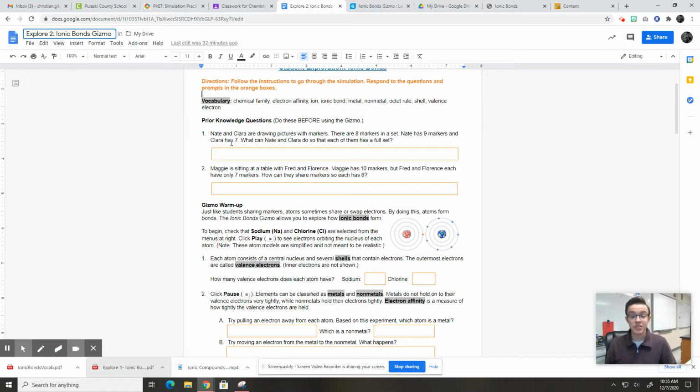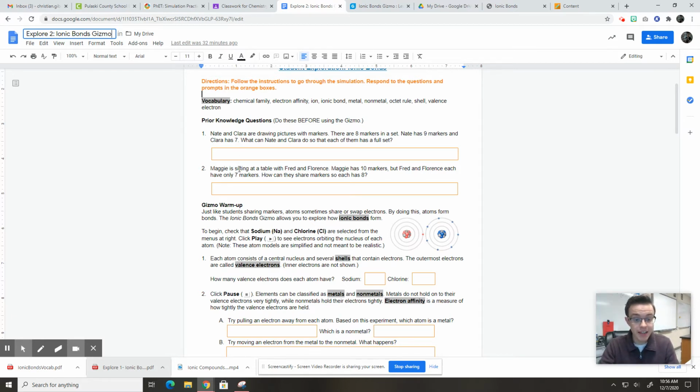Now, what's interesting is this idea of ions giving each other or taking from another atom, okay? Giving each other electrons and taking electrons from another atom. This is how ionic compounds form. You're going to see that today, okay?